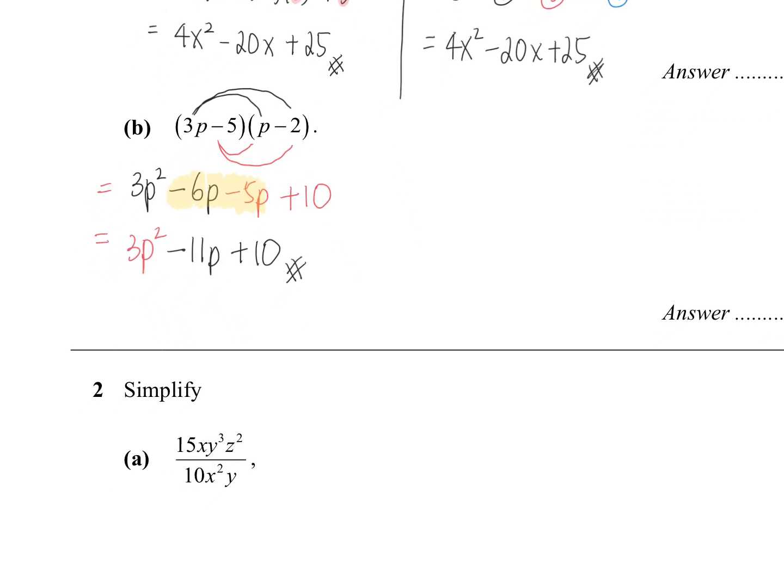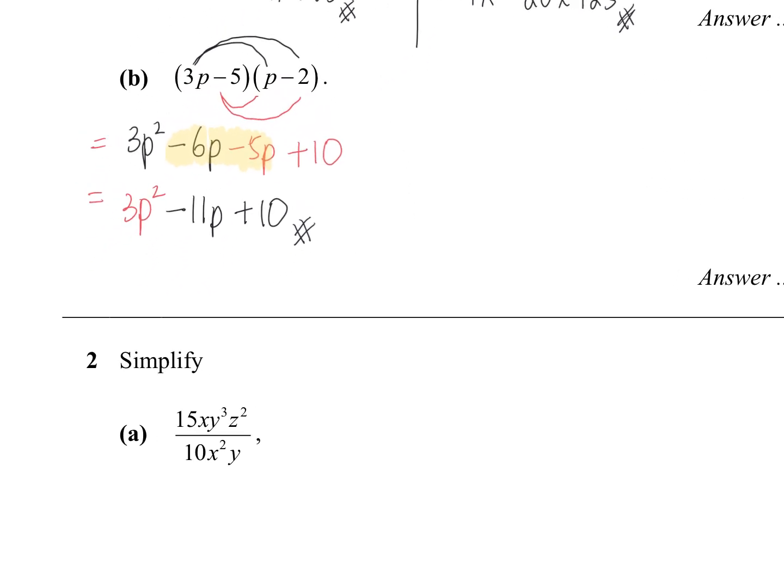Next one. Simplify. So when you don't see plus or minus, still a lot of conversation. Fia ready or not? Okay, when you don't see plus or minus in the numerator or the denominator, you can straight away start your cancellation. So 15 and 10, both divide by 5. This is 3 and 2.